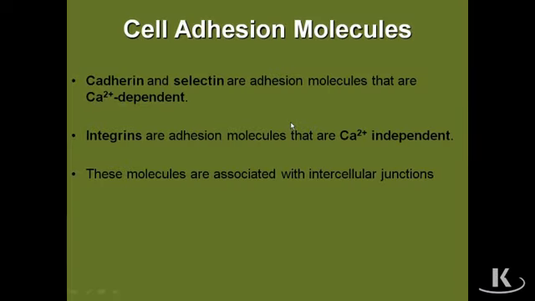Next little topic we need to address, because of its importance in pathology as well as functional histology, is the cell adhesion molecules. There are two classes of them. Cadherins and selectins are adhesion molecules that are calcium dependent, whereas integrins are adhesion molecules that are calcium independent. Basically, in one form or another, these classes of cell adhesion molecules are associated with intercellular junctions.